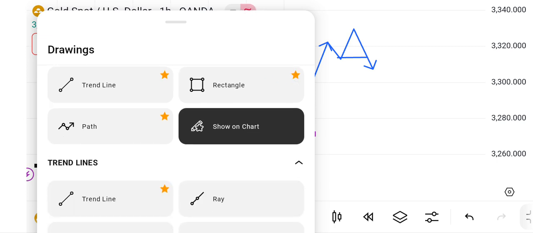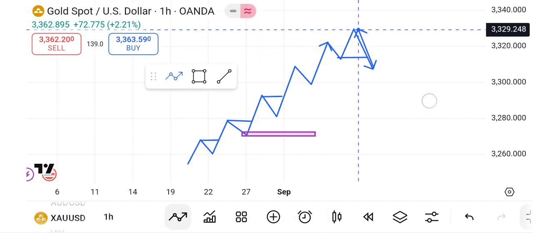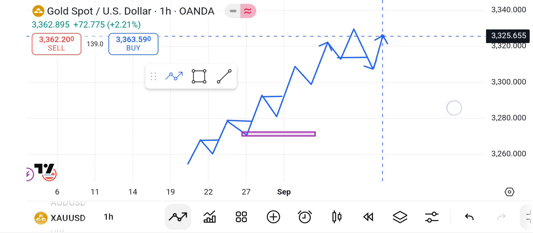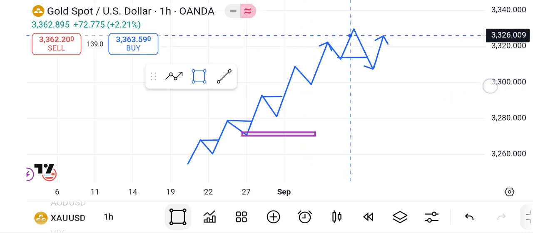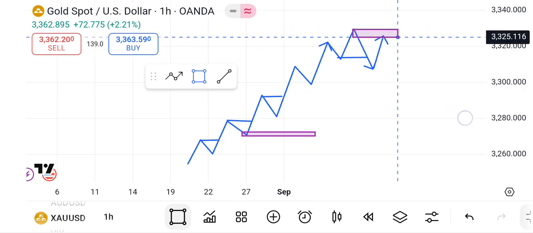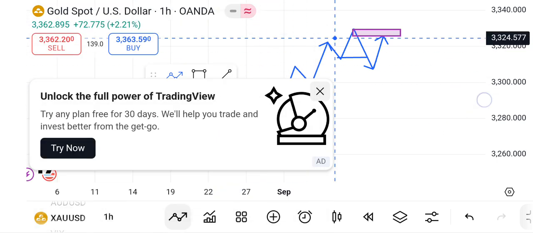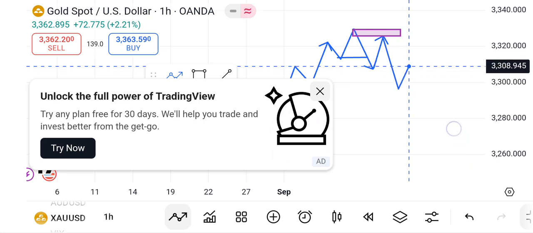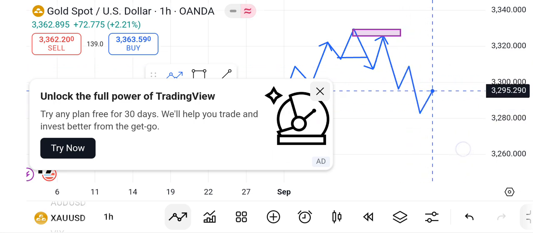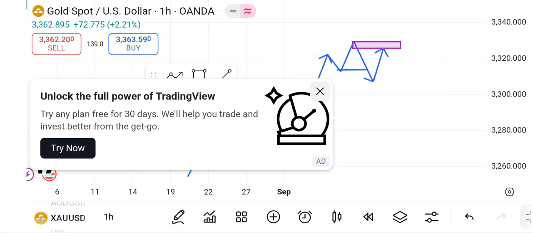So two possible scenarios might happen here. Price will likely get back to this place and start sells. It will likely get back there, and then we start looking for sells. Then it keeps on making lower highs and lower lows.